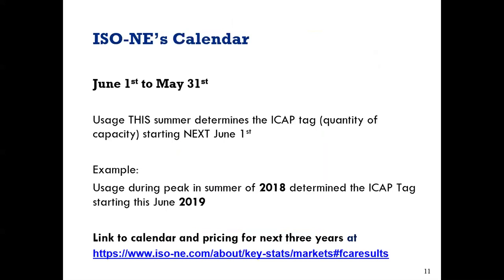In terms of timing, ISO New England has a calendar that's close to the fiscal year. It's June 1st to May 31st. What your usage and demand this summer will determine the ICAP tag that you get charged for starting next summer. So it's a year-in-advance process. For example, what you used last summer, in the summer of 2018, determines the ICAP tag that you're going to be charged starting this June 2019. So if you haven't taken any action yet, taking action this summer will help you next year.